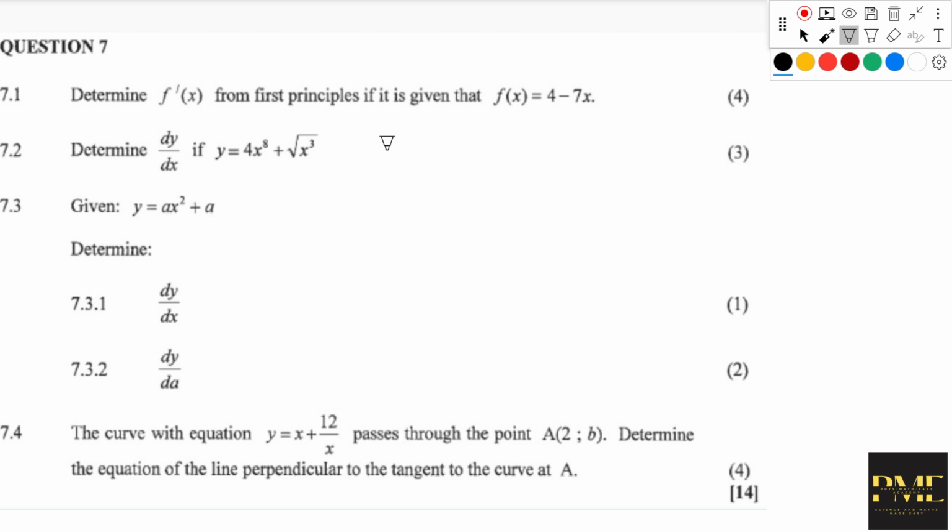All right, so let us look at 7.4. Okay, my favorite question. I kind of like these ones, equation of tangents and so forth, right? The curve with equation y is equals to x plus 12 over x passes through the point.